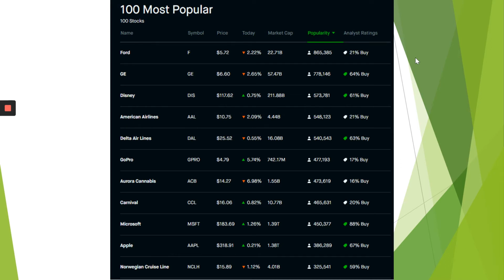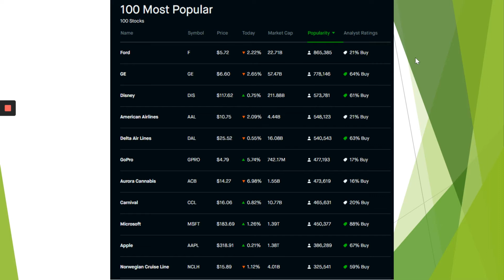But first, I want to show this chart. Now, this is the most popular stocks owned on Robinhood. And if you're wondering why I'm using Robinhood as a metric here, it's because it's the biggest signal of what newer retail investors are doing. And so these are the 100 most popular stocks. And in this image, we've got the top 11. So the 11 most owned stocks by people with Robinhood accounts.